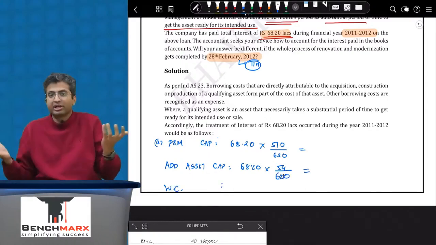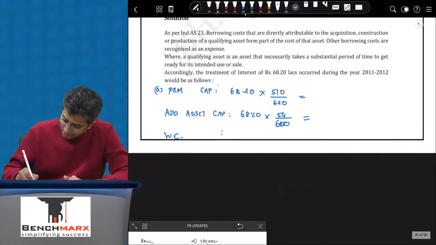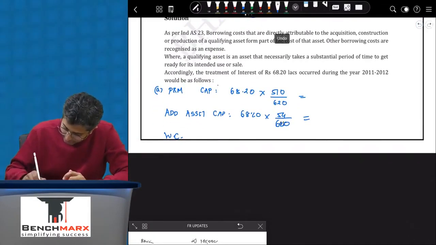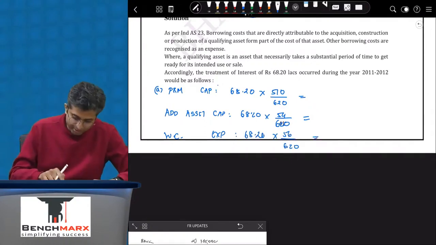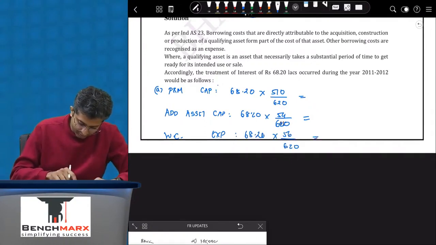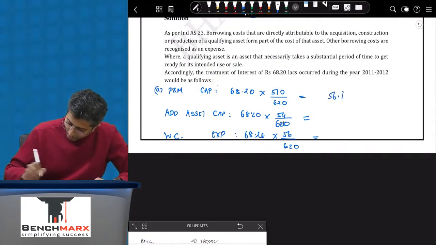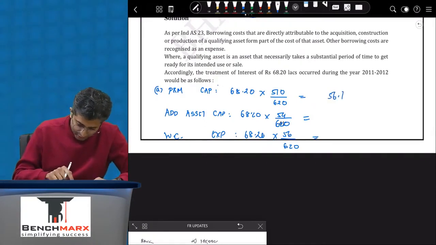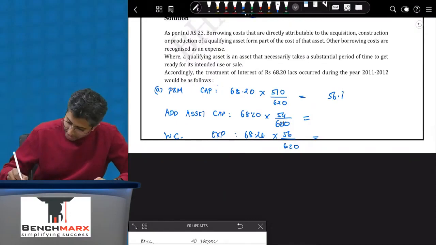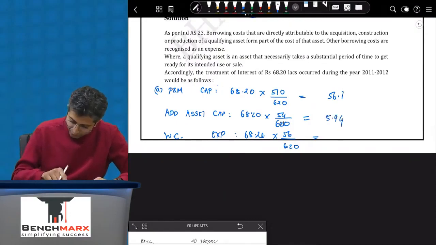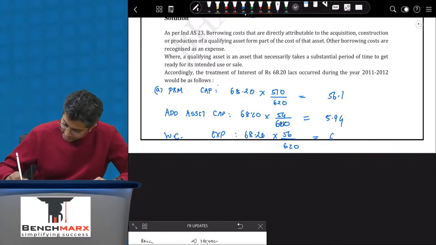I mean, one can also assume working capital takes a substantial period of time, but unless given otherwise, the institute has assumed that it will not take a substantial period of time, in which case this will be expensed. This will be 68.2 into 56 upon 620. So this will be 68.2 into 510 upon 620, 56.1 capitalized, 54 in 68.2 into 54 upon 620, 5.94 capitalized, 68.2 into 56 upon 620, 6.16 expense to the P&L account in scenario A.